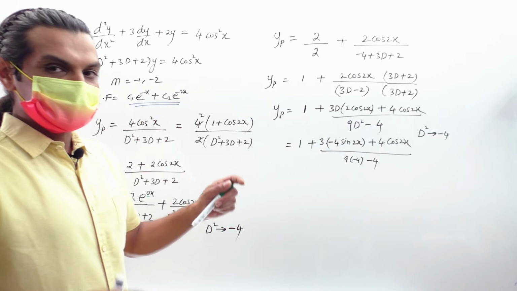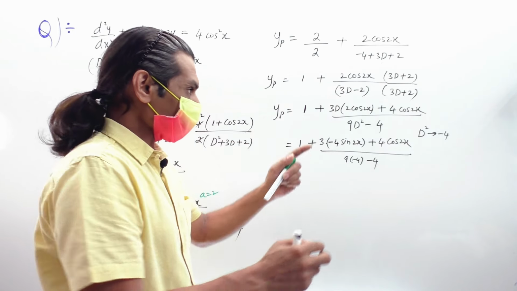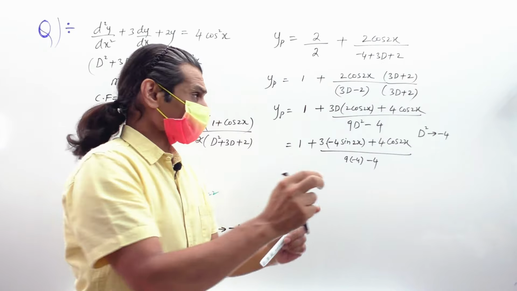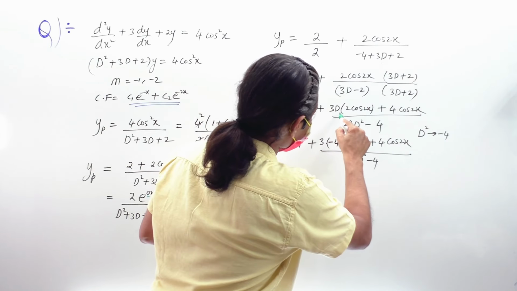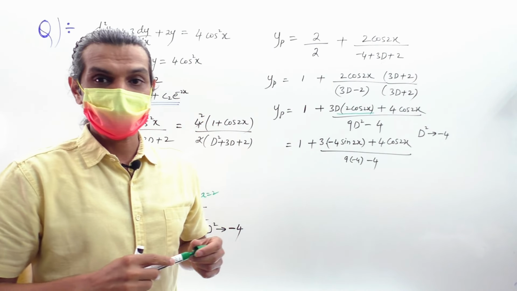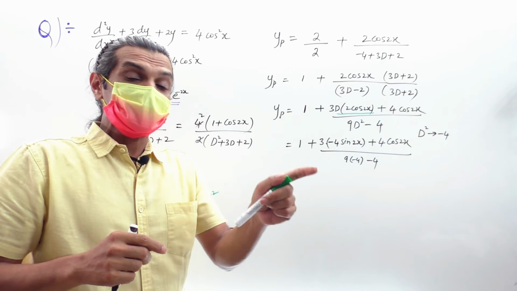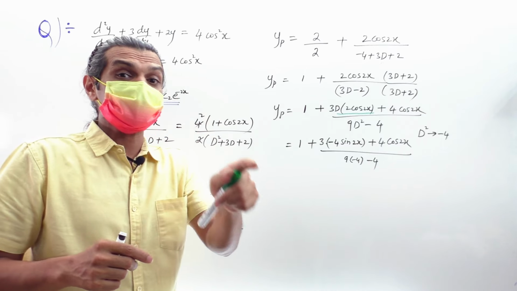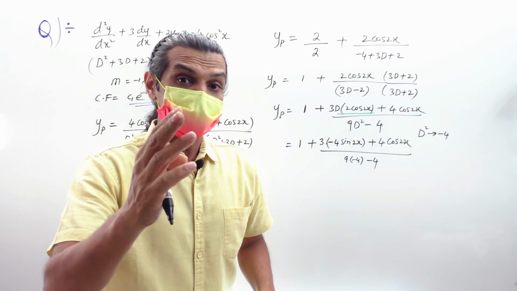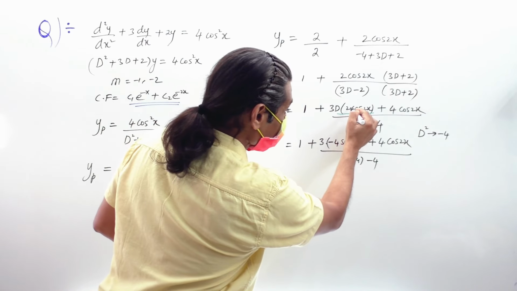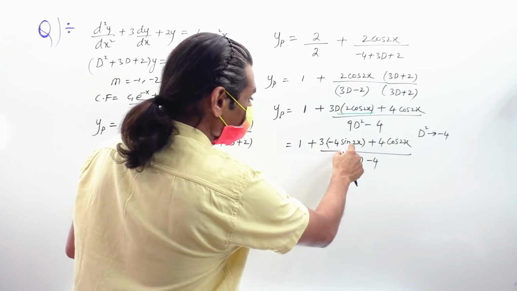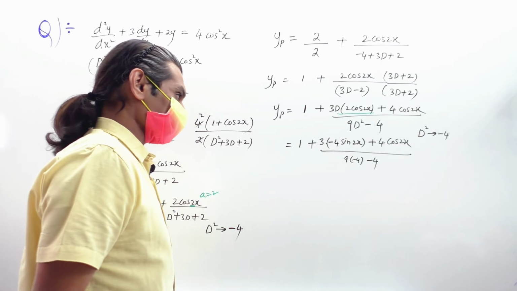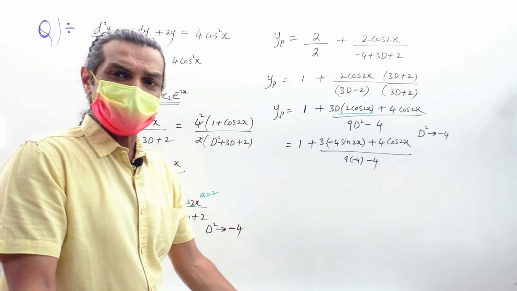Correct. If D is on a numerator, we differentiate. Again 3D, 3 as it is, D of 2 cos 2x is 2 into the differentiation of cos 2x, which is minus 2 sin 2x. So this 2 and 2 become minus 4, so minus 4 sin 2x. That's it. I hope you understood now. All the D's are eliminated, so we have the solution.